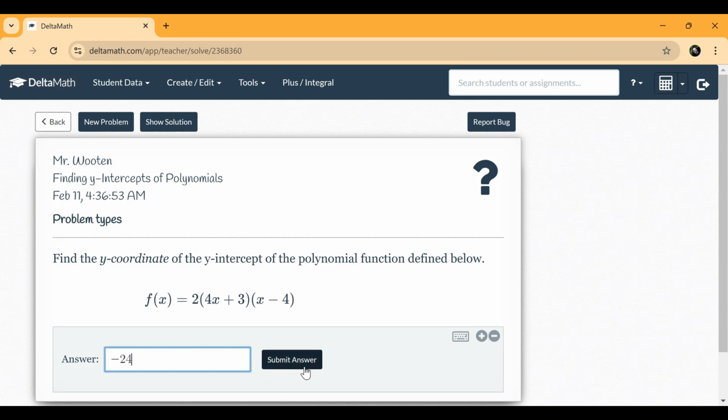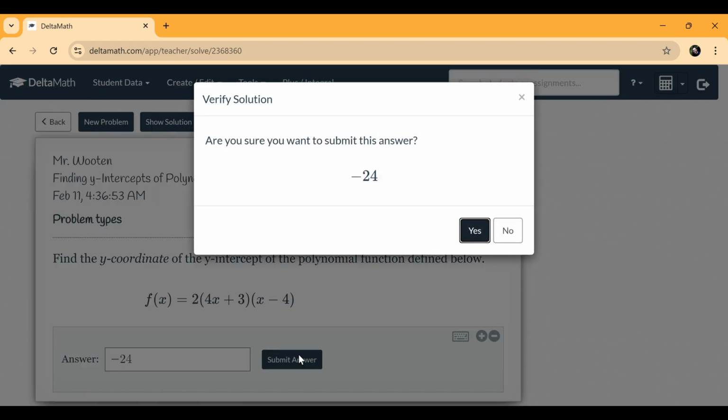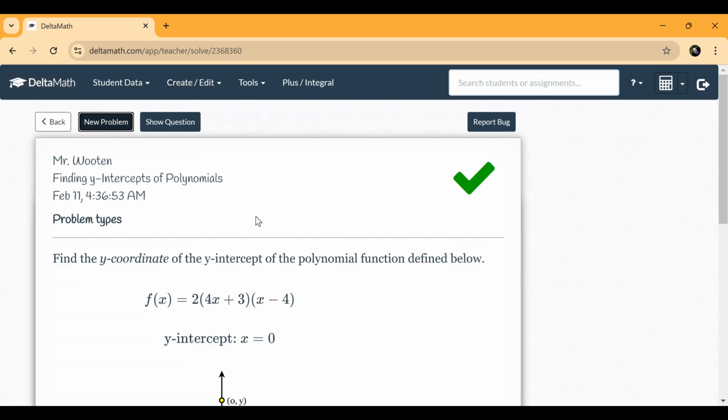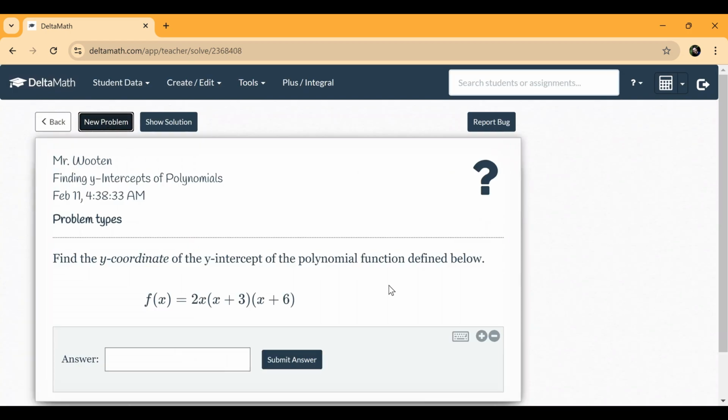Now I did that just talking through it, but obviously I would expect you to take a piece of paper, work it out by hand, and show that you know how to find the y-intercept with Desmos, but also without Desmos by plugging in 0 for x. Okay, we submit that. There we go. Let's do one more of these.